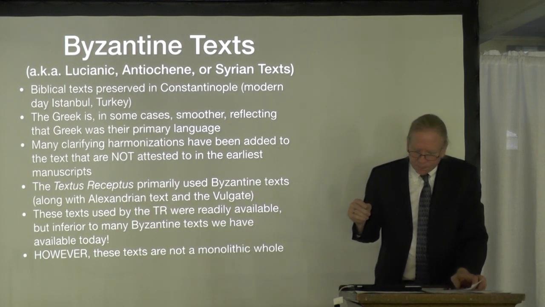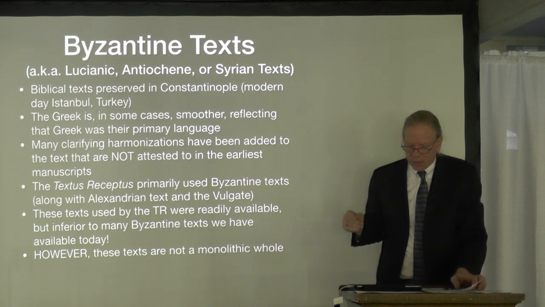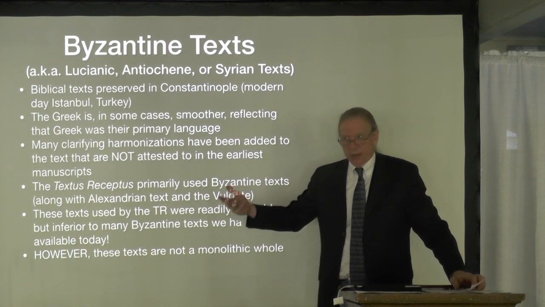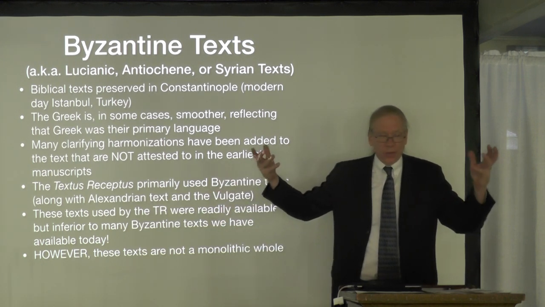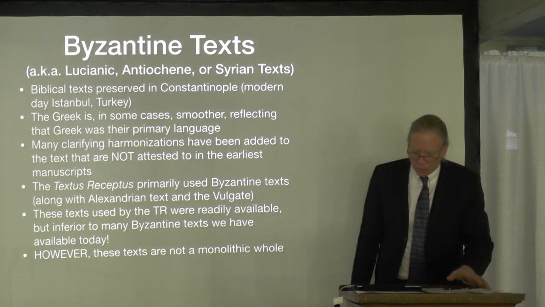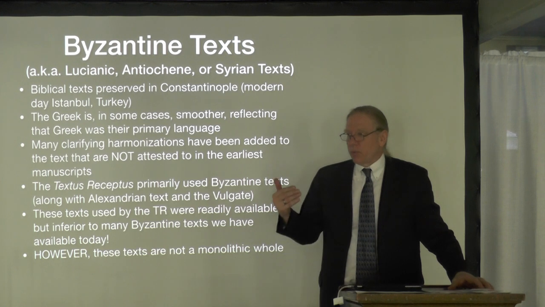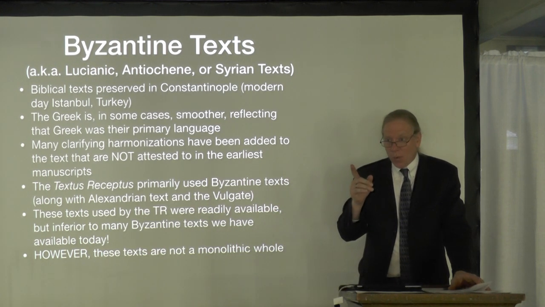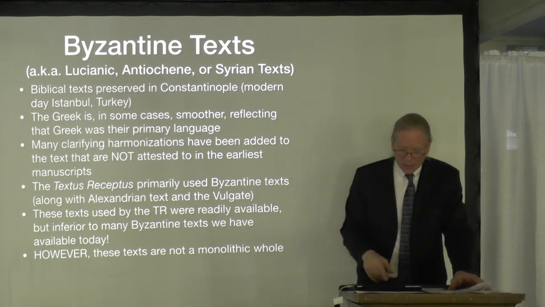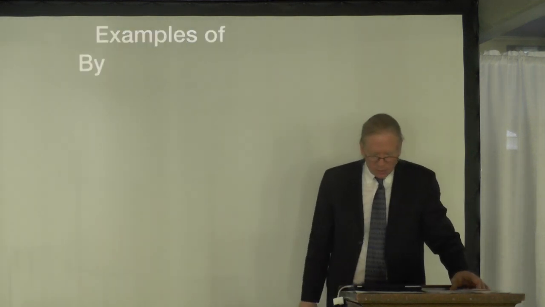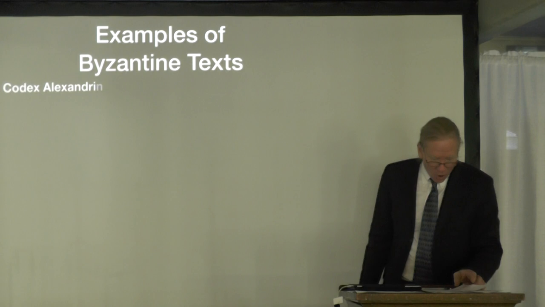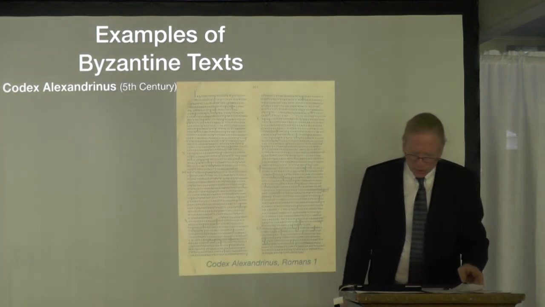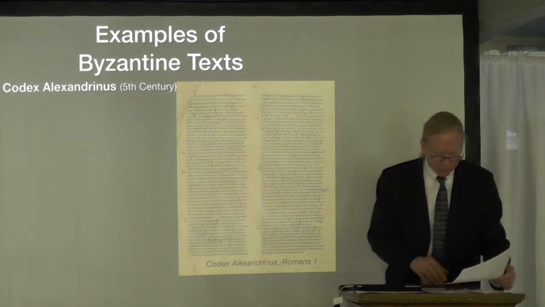What we call the Textus Receptus, which is now the Greek text from which the King James Version is translated, did primarily consult Byzantine texts, along with, and this is going to blow your mind, Alexandrian texts and the Latin Vulgate. Ooh, you're going to be shocked by that in just a moment. Let's go on to verse 43.